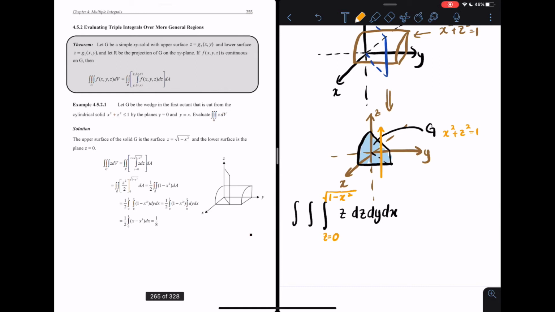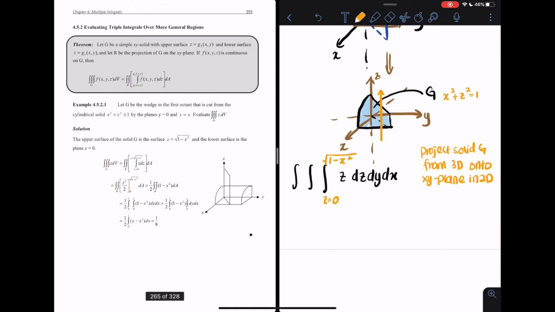So what should I do to determine limits with respect to variables y and x? I should be able to map solid G, which is in the three-dimensional coordinate system, onto the xy plane in the two-dimensional coordinate system. So project solid G from 3D onto the xy plane in 2D. You will end up with this curve.